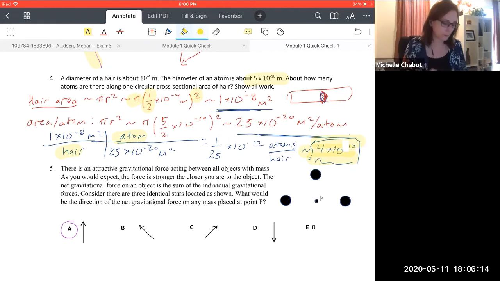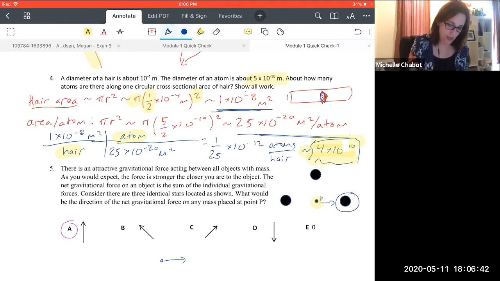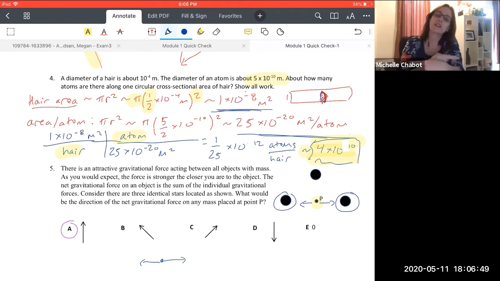All right, and then lastly, on number 5, we have an attractive gravitational force between all objects with mass. And the force is stronger the closer you are to the object. So the net gravitational force is just a sum of all these vectors. So if I'm at point P, then I'm going to have an attractive force to the right because of the mass that is on the right. I'm going to have a gravitational force to the left because of the mass that's on the left. Those are actually going to cancel out to 0.